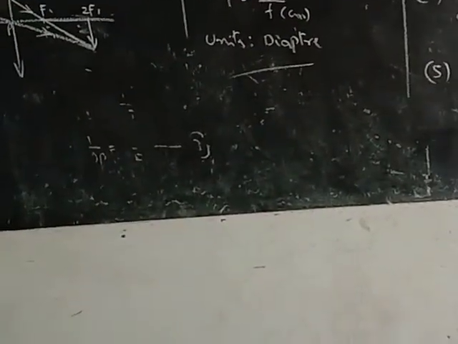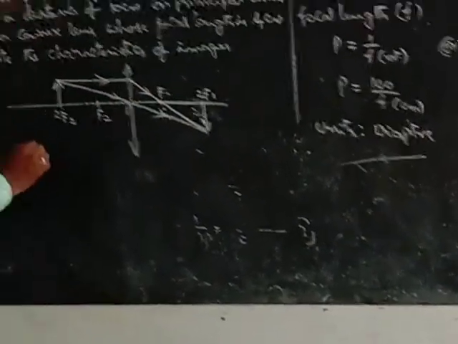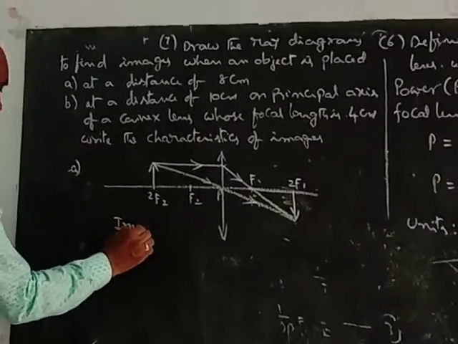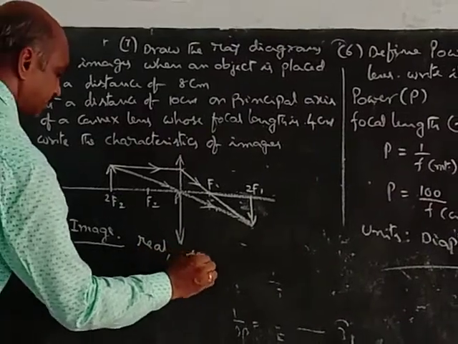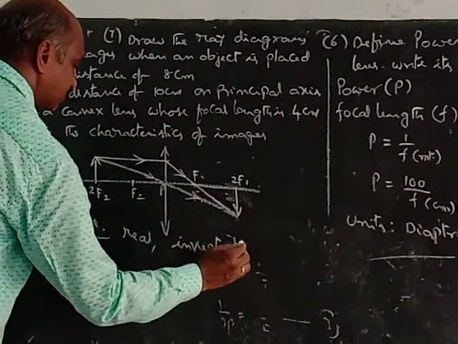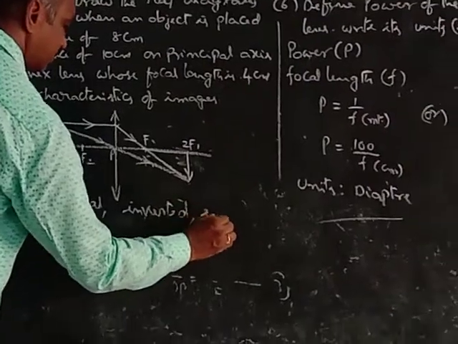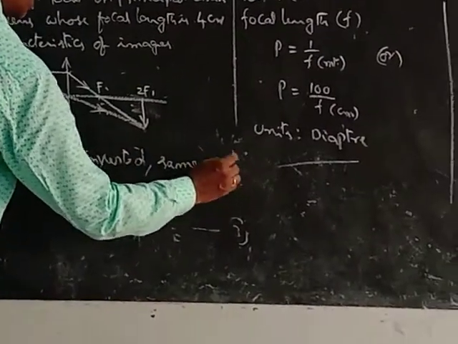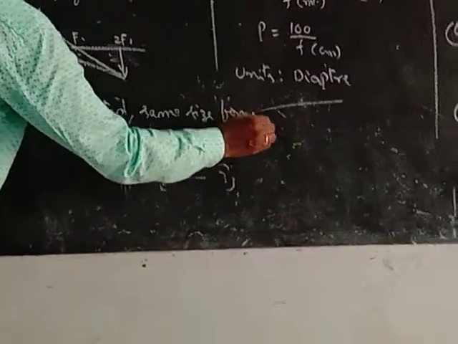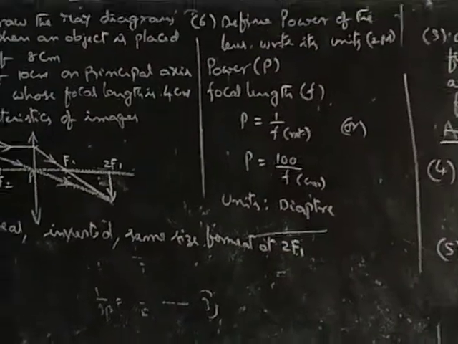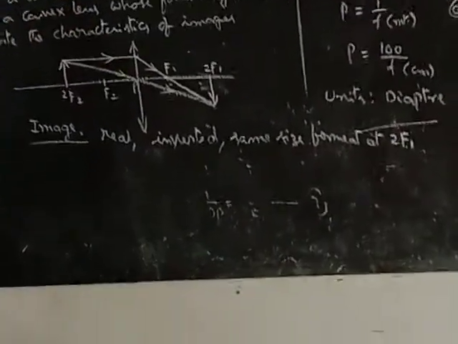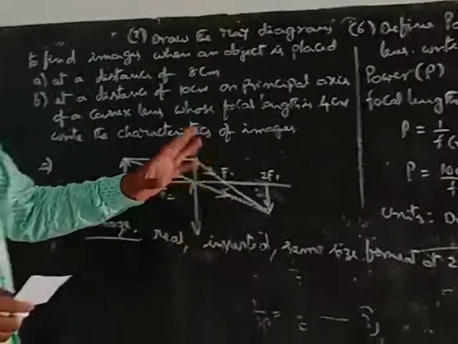What about the characteristics of the image? The image is real, inverted, same size, formed at 2F1. Here the object is placed at 2F2, and the image is formed at 2F1. The image is a real image, inverted, same size.